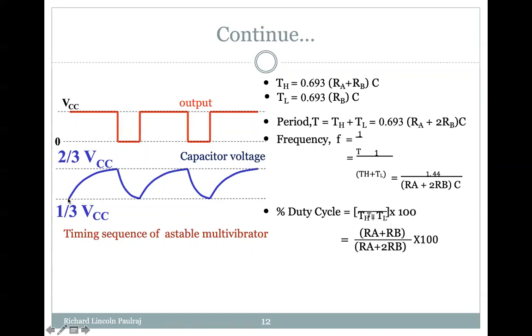Now you can see here there are two levels. The lower level is 1/3 of VCC and the upper level is 2/3 of VCC, right? You can find that in blue. This capacitor is getting charged from the lower end to the higher end. And then from high, the charge gets dropped down via resistor RB, and then it charges again to its maximum value via RA plus RB.